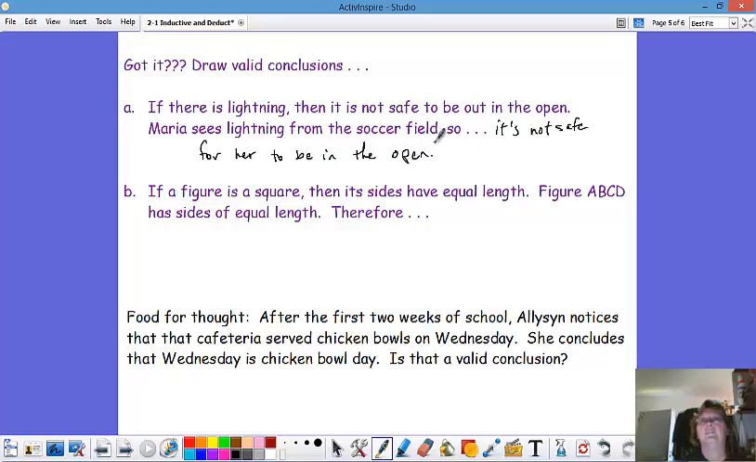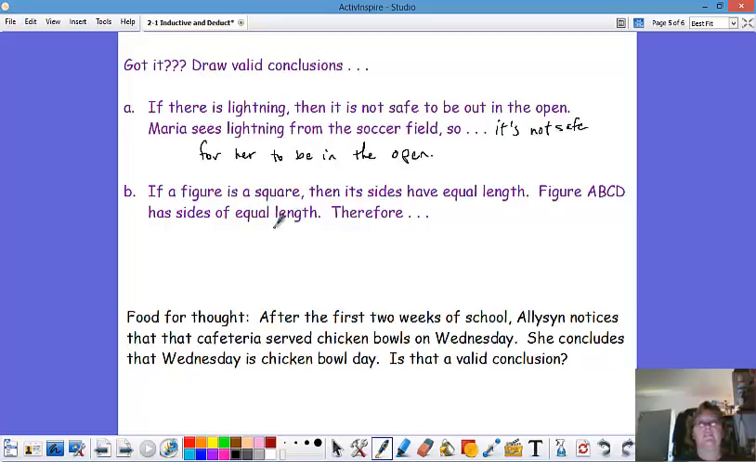Again, if you think about this style of logic, we get the fact stated here. If you see lightning, it's not safe. Then we get an example of someone who sees lightning. Therefore, it must not be safe for them. Deductive reasoning. All right, let's take a look at this one.